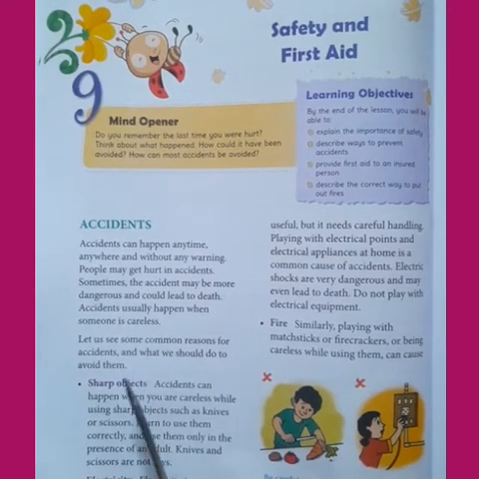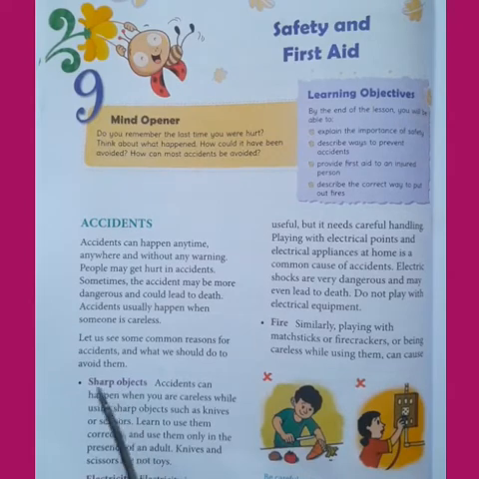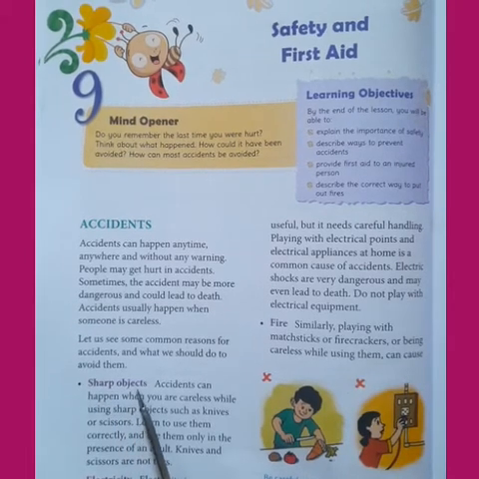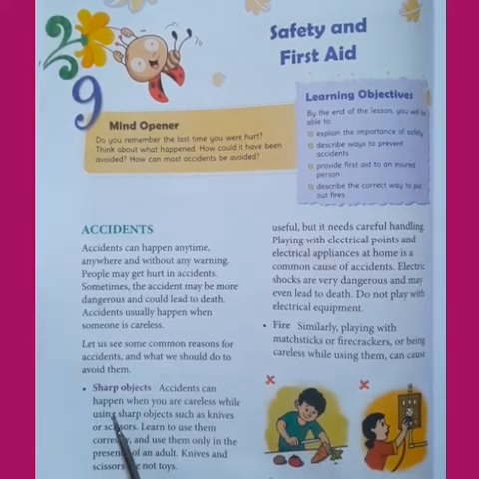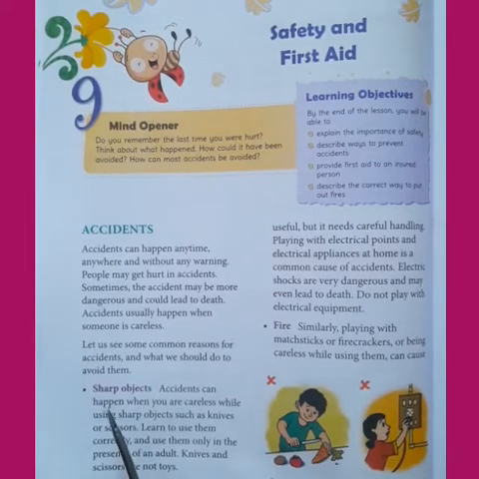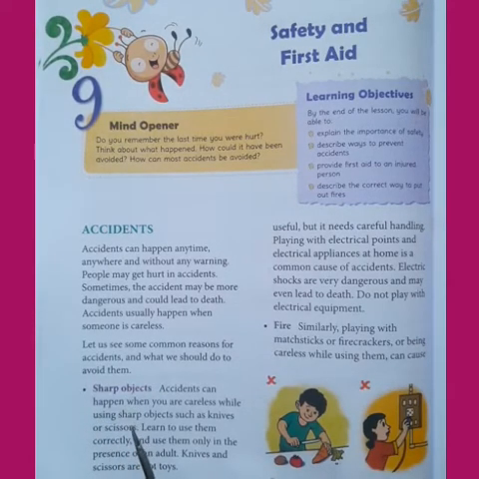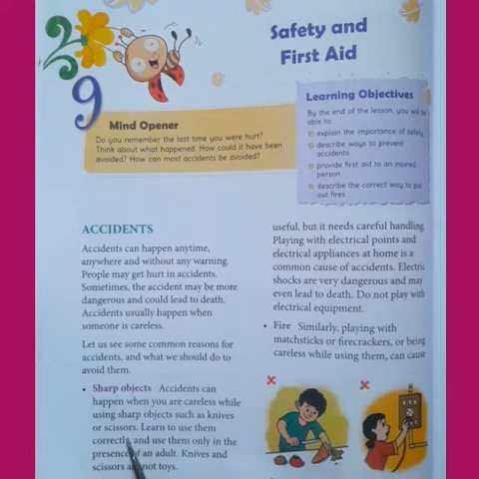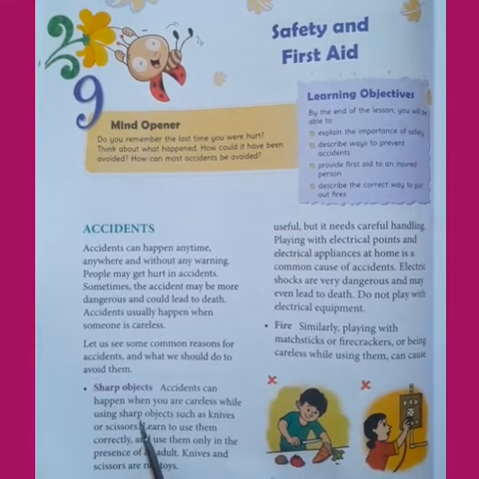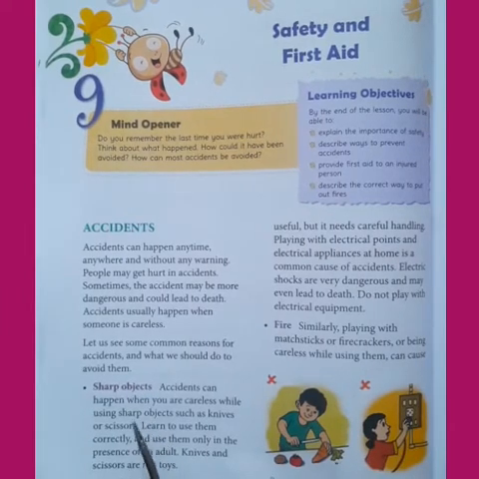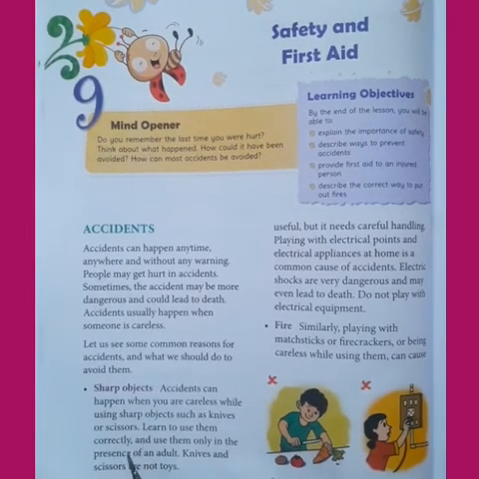First of all, sharp objects. When we use sharp objects, we have to be very careful. Accidents can happen when we are handling these sharp objects, and sharp objects like knives or scissors are very dangerous. If we are not able to handle them carefully, then we will end up in accidents. So, we have to learn to use them correctly.